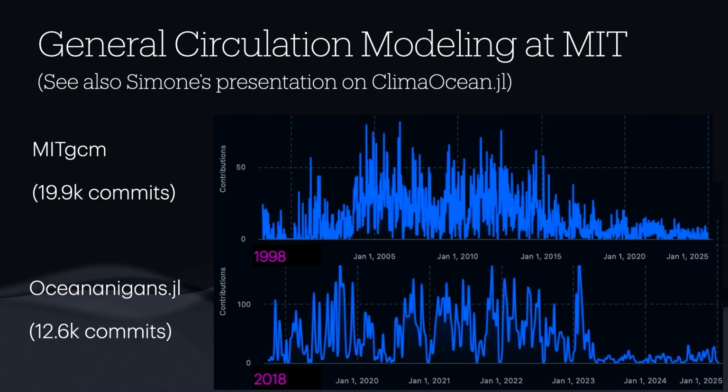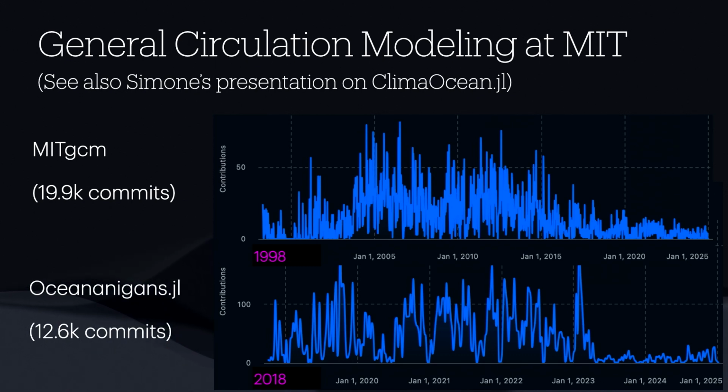So general circulation modeling, and here I'm looking at the work that's been done in my department, emphasizing 2 specific models, the MIT GCM and Oceananigans, which we're going to hear more about from Simone later today. So these are some of the main contributions that my department has made to the field in terms of ocean modeling. That's not all of it, but I wanted to highlight those 2.